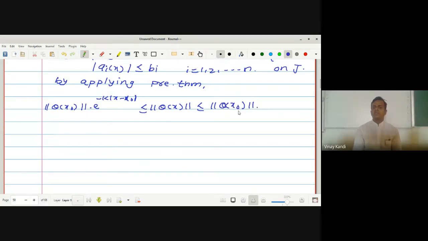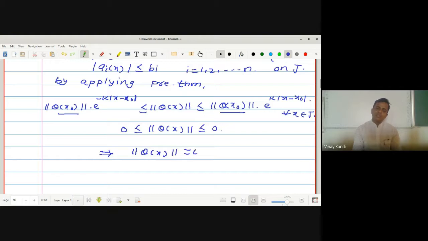Norm of theta of x naught into e raised to k into x minus x naught, which implies this value is 0, this value is 0. So here 0 is less than or equal to norm of theta of x, for all x belongs to J. Okay, so here it is less than or equal to 0, which implies norm of theta of x is equal to 0 for all x belongs to J. It implies theta of x itself is 0 for all x belongs to J.